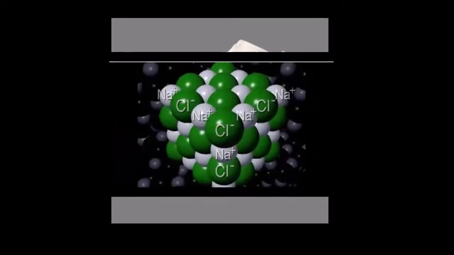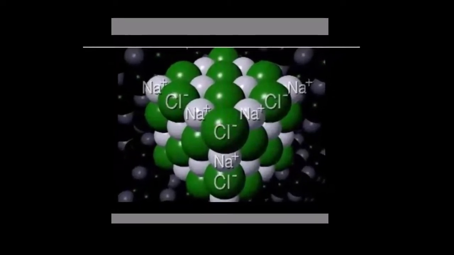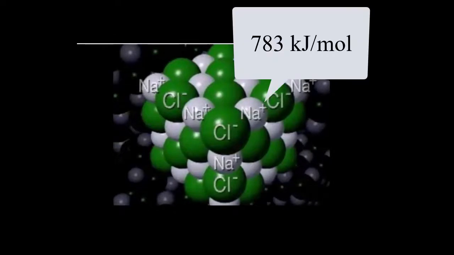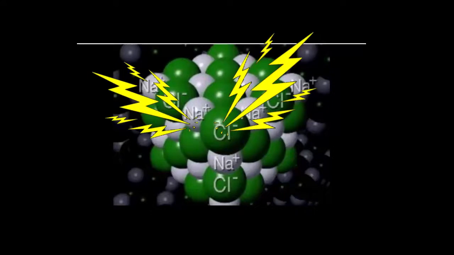On the microscopic atomic level, its ions are held together by attractive forces between the positively charged sodium cations and the negatively charged chloride anion. To separate these ions, you need 783 kilojoules per mole. So to vaporize 3 tablespoons of salt, you need to focus the energy of over 1,000 watts of power onto the solid for over 10 minutes.